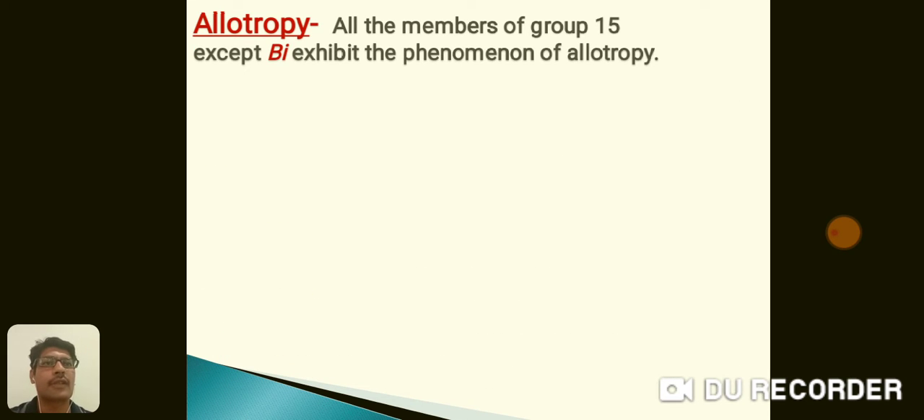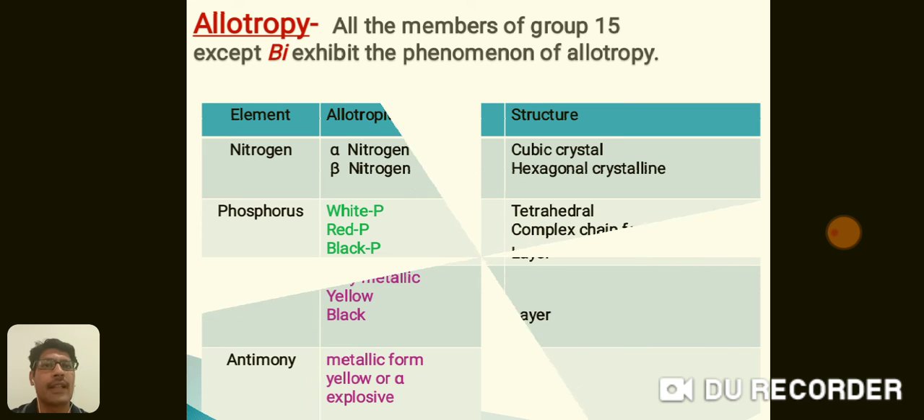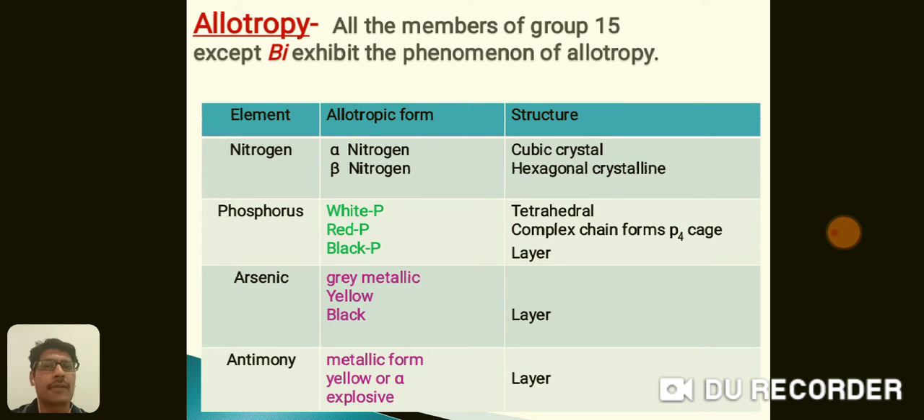Allotropy. All the members of group 15 except bismuth exhibit the phenomenon of allotropy. It means that generally non-metals show allotropy. Bismuth is a metal, therefore it does not show allotropy. These are the different allotropic forms of nitrogen, phosphorus, arsenic and antimony. Nitrogen shows alpha and beta nitrogen, phosphorus shows white phosphorus, red phosphorus and black phosphorus, arsenic shows grey metallic, yellow and black forms, whereas antimony shows metallic, yellow or explosive forms, and their respective structures are given.